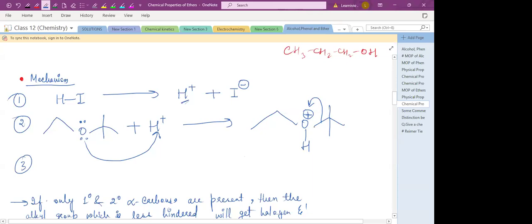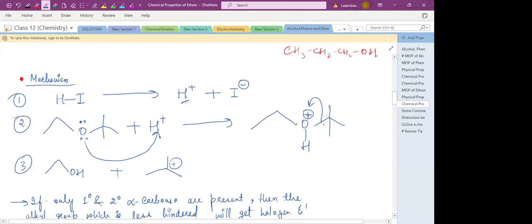When this bond will break, you will get alcohol. No, sorry. When this bond will break, you will get alcohol OH. And यहाँ पे क्या बनेगा? इसका carbocation will be formed. 1, 2, 3. Tertiary carbocation will be formed.